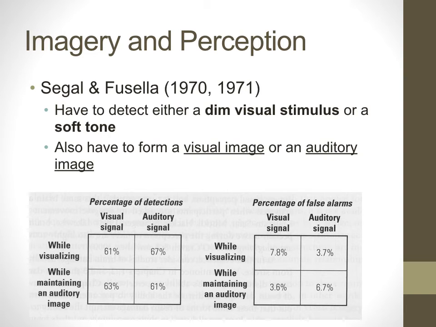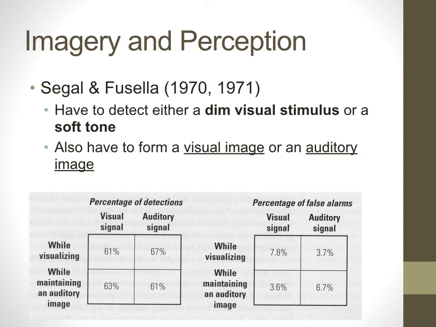So you can see this two by two design, looking at the percentage of detections. It was noted that participants were less successful in detecting a weak visual signal if they were simultaneously maintaining a visual image than if they were maintaining an auditory image. So they were able to detect a visual signal better if they were not trying to maintain a visualization.